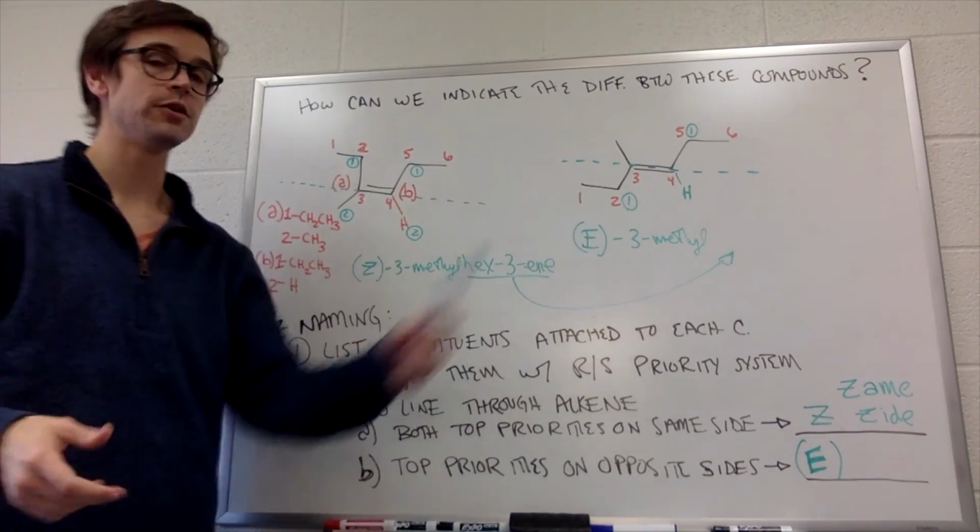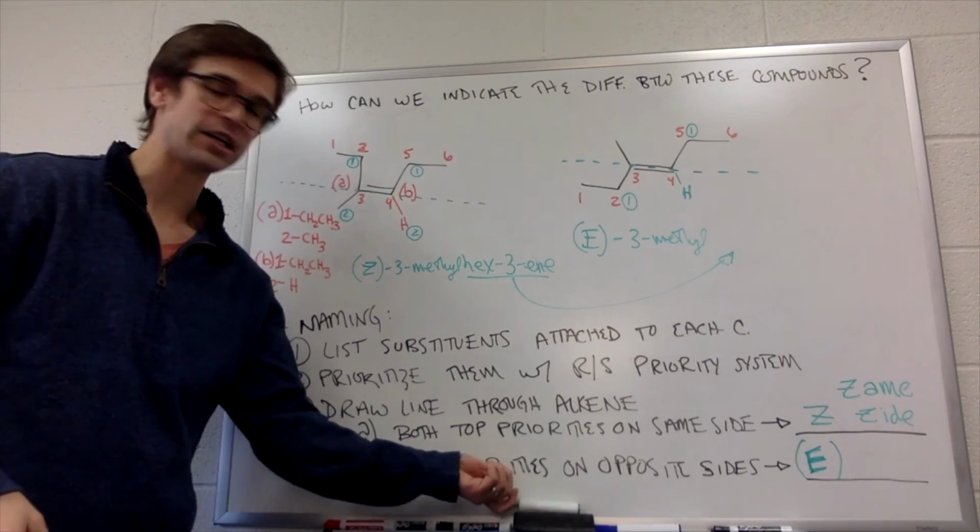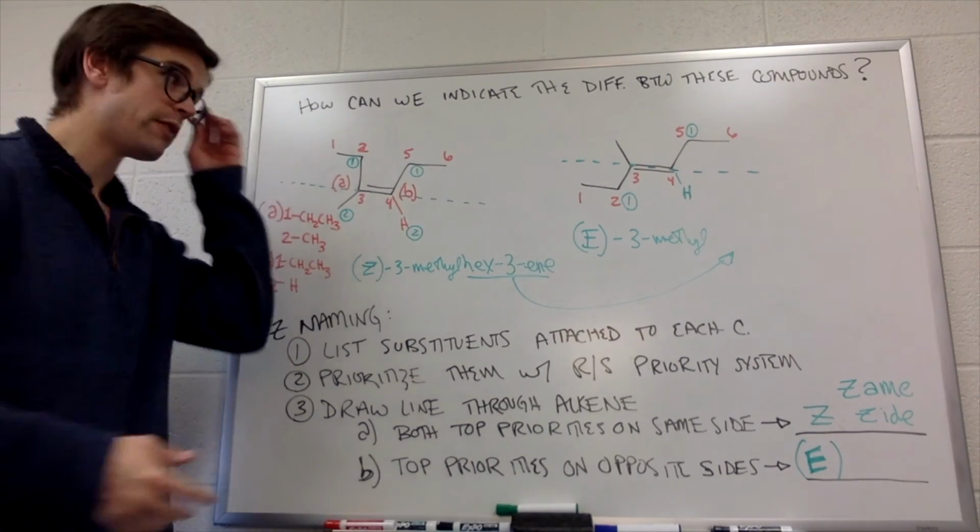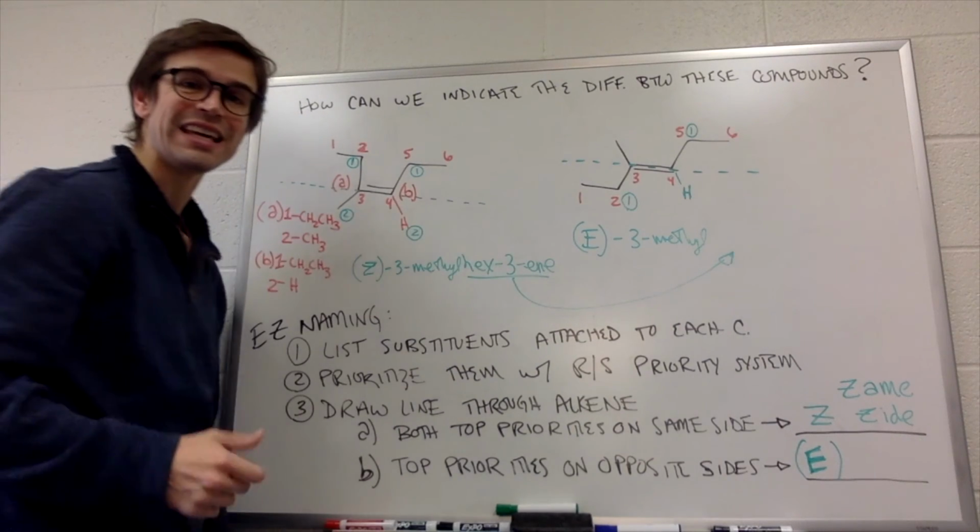So what's the difference between these two? They're stereoisomers. They're diastereomers, actually. One of them is the Z-alkene. The other one is the E-alkene.